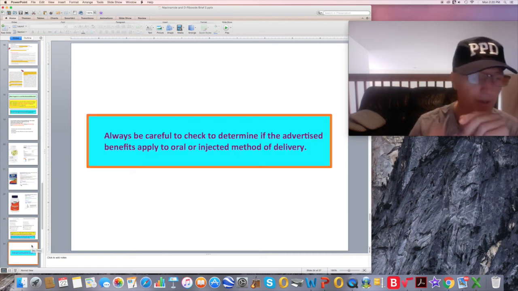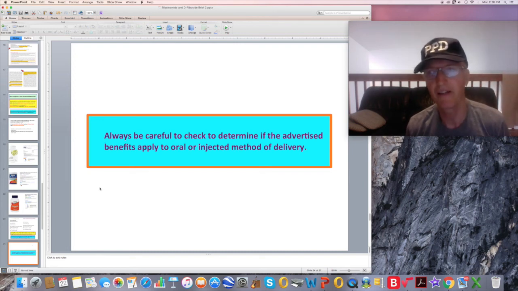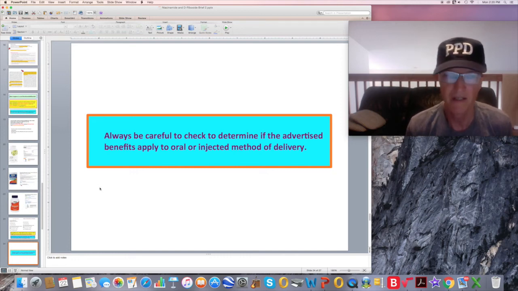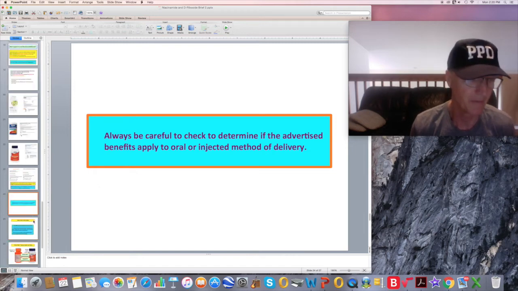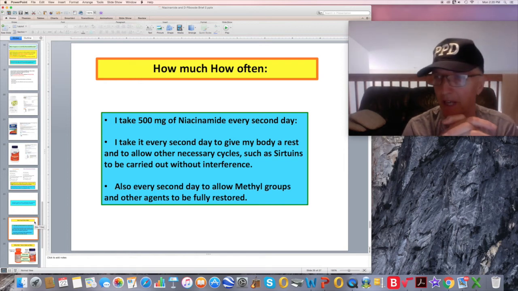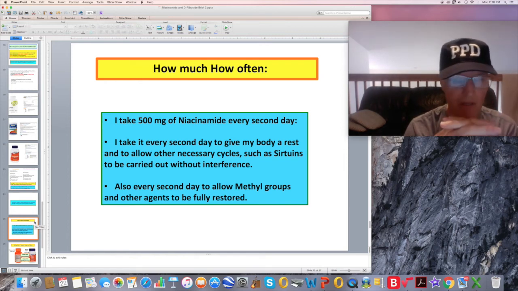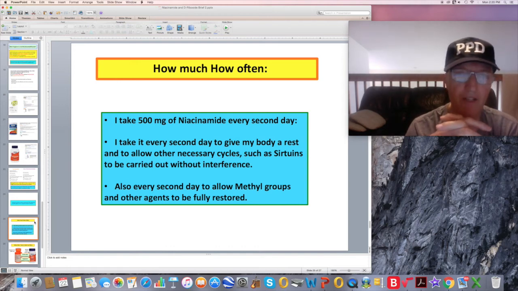So one of the points I have here is just a reminder. While you're reading these studies, always try to keep track of the method of delivery and whether in this case it's oral or an injection. Because you may be promised things that you might not be capable of in either of those two, or one of either. So how much, how often?